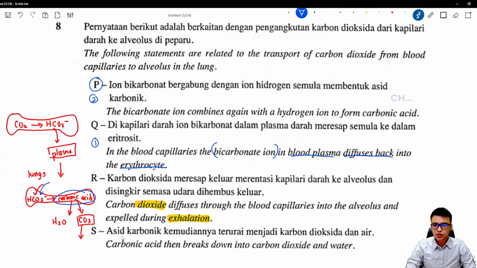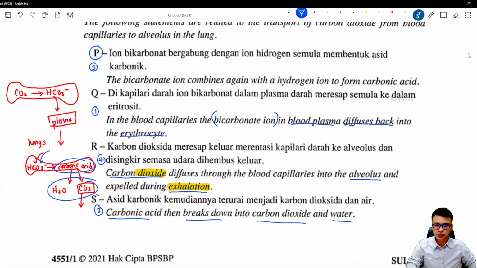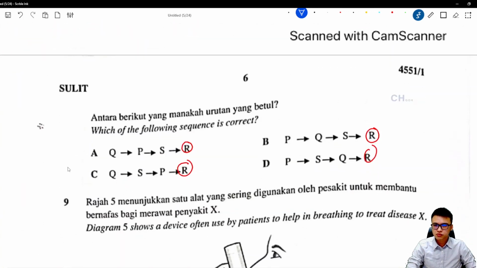The third step will be the carbonic acid will break down into carbon dioxide and water, which is here. While it's being broken down, we will release the carbon dioxide through the capillaries into the alveolus and expel it during exhalation. So this is the fourth step. So in the end, the answer should be QPSR. So the answer will be A.